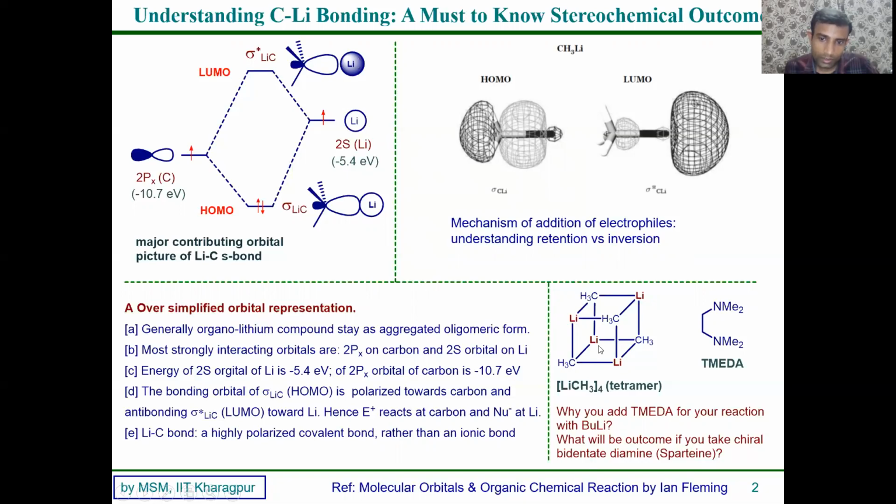How can you break the aggregate? You can add a coordinating agent, like here we added TMEDA. You need to add a coordinating or chelating ligand, generally a diamine chelating ligand like TMEDA, this achiral version, which is very well known and famous. It has been used extensively to break the aggregate and make the alkyl lithium reagent more reactive. So we got the answer to why you add TMEDA to your reaction. And what will be the outcome if you take a chiral bidentate diamine, let's say minus sparteine? What will happen then?